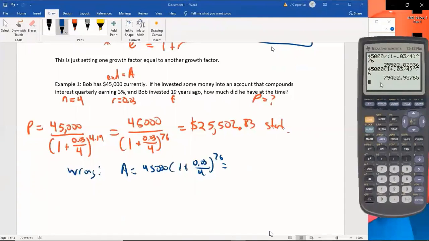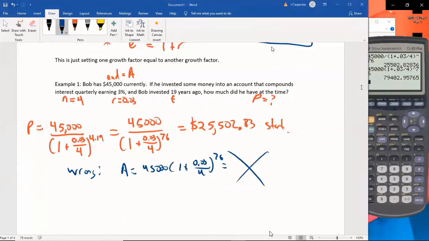79,000. How would we have started with 79,000, gained money for 19 years, and end up with 45,000? That does not make sense. So that would have been the wrong answer. If I said Bob starts with 45,000, how much does he have after 19 years with all of that other stuff? Then this would be the answer, and it would make sense, starting with 45 and ending with about 80.